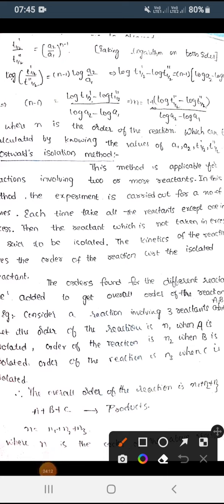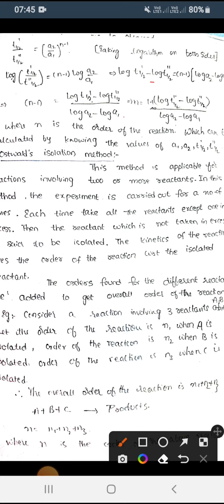See here, T dash half by T double dash half is equal to A2 by A1 to the power n minus 1. If you take logarithm on both sides, what are we getting? Log T dash half by log T double dash half is equal to n minus 1 coming to the front, n minus 1 into log A2 by A1, using the log A by B formula, log A minus log B. So this is the way we write it, and n minus 1 is equal to this value we are getting. So n will come to this side, meaning 1 plus, minus 1 will come plus here, where n is the order of the reaction. By knowing the values we can calculate A1, A2, T dash, T double dash.